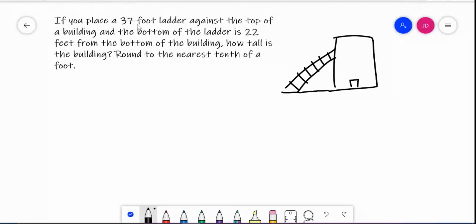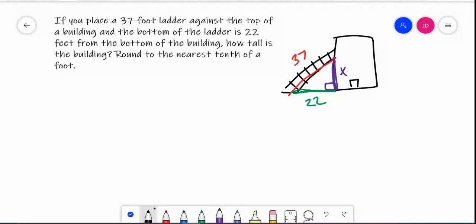Let's take a look. All right, so you have a 37-foot ladder. So I know this is 37 feet, right? And it's from the top of the building, and the bottom of the ladder is 22 feet from the bottom of the building. So this part right here, bottom of the ladder to the bottom of the building is 22 feet. And notice you have a right triangle in here. Here's your right angle, right? And it looks like in this case, we're trying to find the leg in this scenario. So 37 is the hypotenuse, 22 is the leg, x is the other leg.